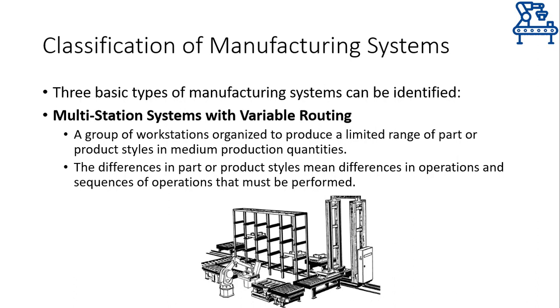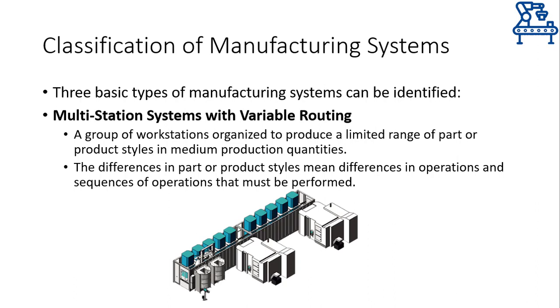This brings me to the last type of manufacturing system that can be found or implemented in modern day industry. Like the manufacturing system I just described, the last type also has multiple stations, but instead of fixed routing, these stations are connected via variable routing. Typically, such systems are used to produce medium production quantities of a limited range of product styles. The products being produced in such systems have differences in their styles and form. Therefore, it means different kinds and sequences of manufacturing operations are carried out for each product. This difference of operation forces the routing to be variable.